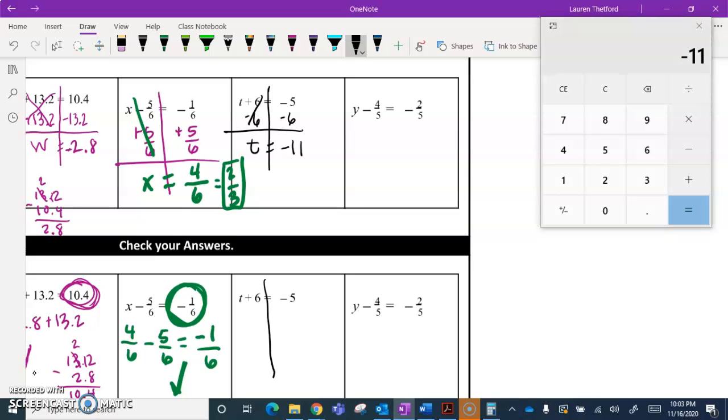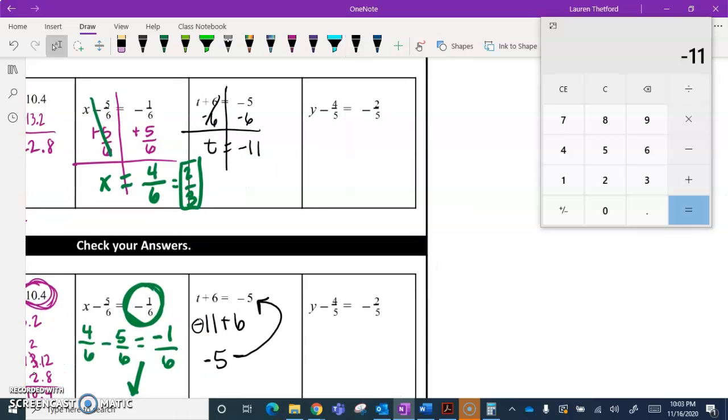So when I plug it back in, oops, you don't have to draw a line when you plug it back in. T was equal to -11, so -11 plus 6. These are different signs, so we subtract. 11 minus 6 is 5. 11 was bigger, so we keep our negative. And that is exactly what it said it should be, which is -5. So T does equal -11.